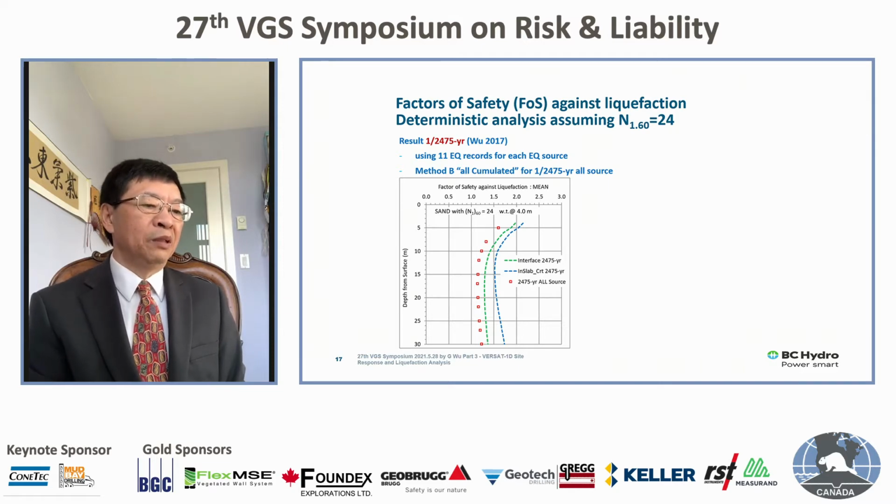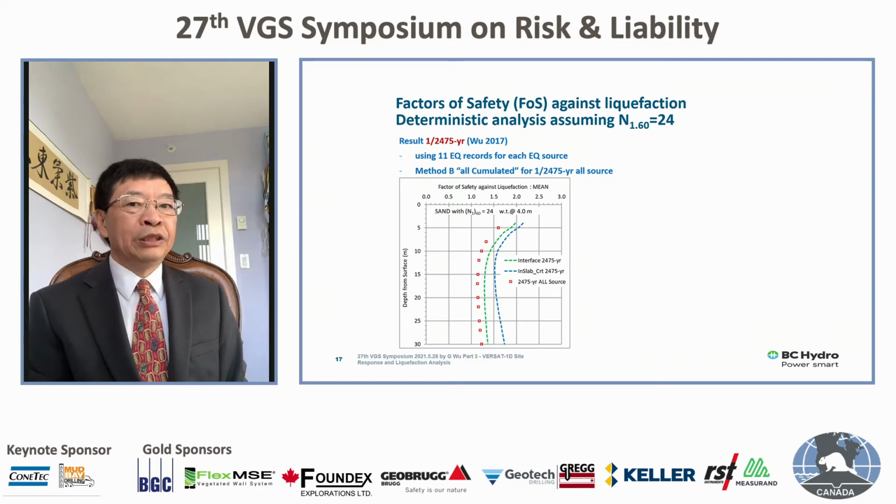If you remember the previous slide, on the left one, I showed you the GSC spectrum. They are the 2475 for each of those. So I basically use those two and derive the factor of safety against liquefaction for those two events.